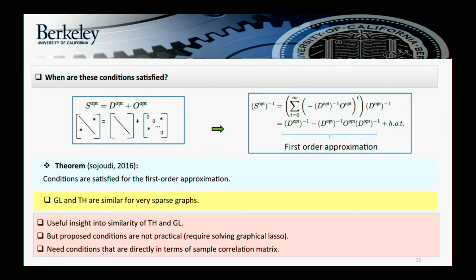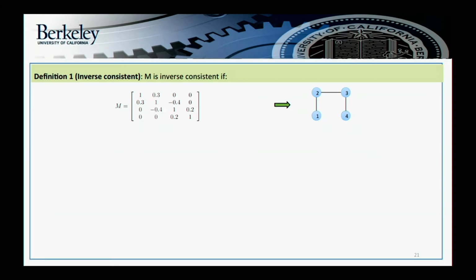But these conditions are not practical because they depend on the solution of graphical lasso. In practice, we don't want to solve graphical lasso, and we want to be able to check whether or not these two methods are the same just by looking at the sample correlation matrix, sample covariance matrix, or the data. In order to provide more practical conditions, we had to come up with two new definitions.